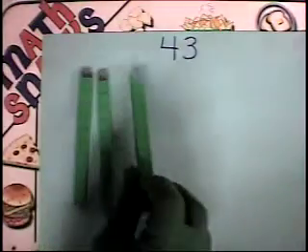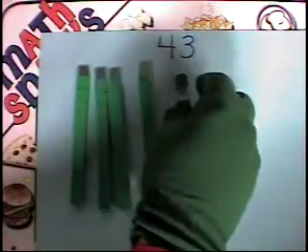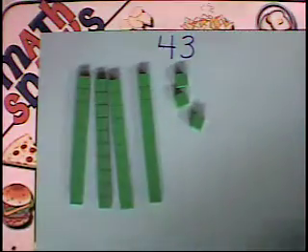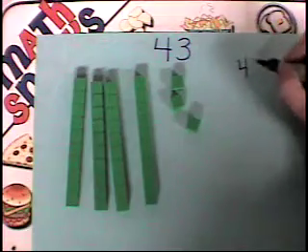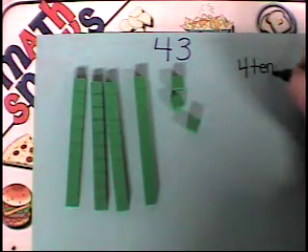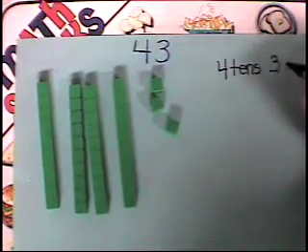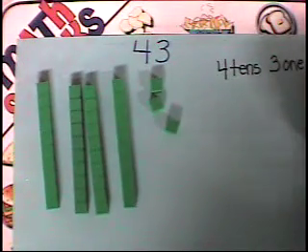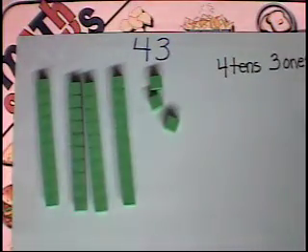If I was going to do that, there's a 10 rod. 2 of them makes 20. There's 30. And there's 40. And then I need 3 of the unit cubes to make 43. So I'm just going to record what you wrote down here. You wrote 4 10s, 4 10 rods, and 3 1s. That's right. Okay, so can you make 43 another way?